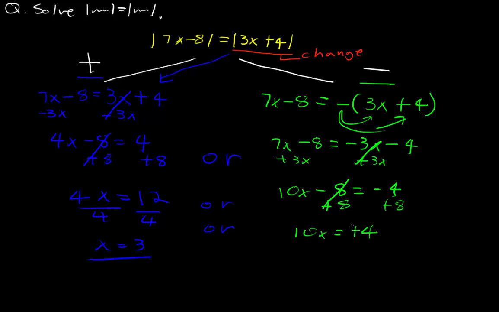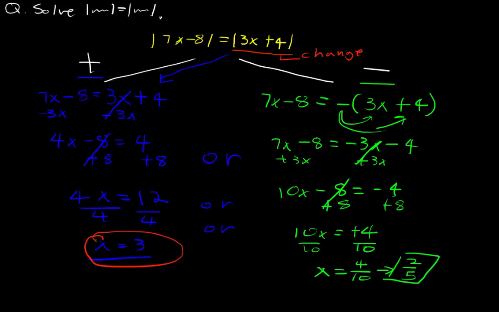You don't have to put plus sign, but yeah, I just did. But you don't have to. So now I just need to divide by 10 on both sides, so that way I get x equals what? 4 over 10, which you can reduce it down to 2 over 5, like that. So this is our one answer, and this is our second answer. So yeah, there you go. There's two different answers for this one problem.